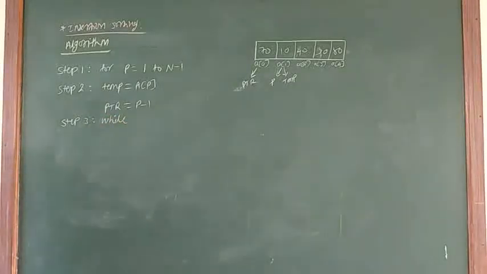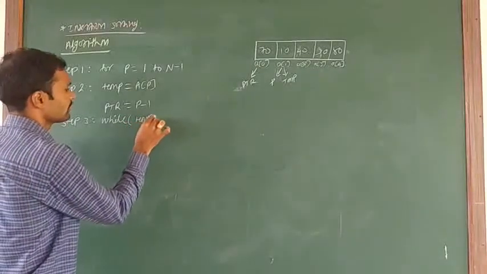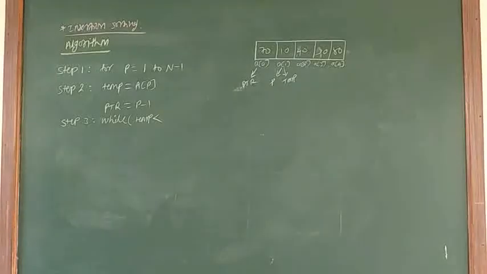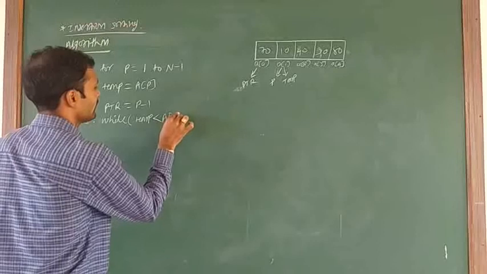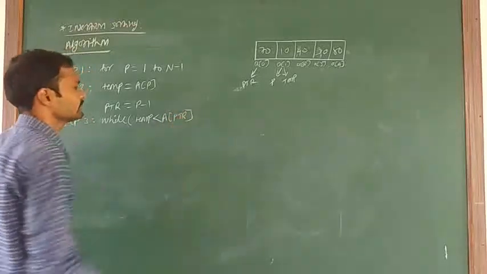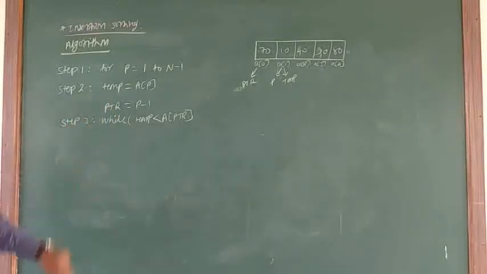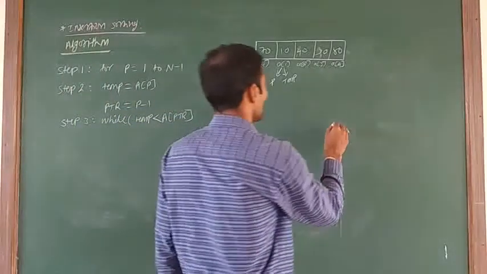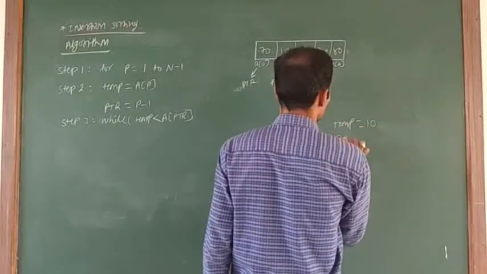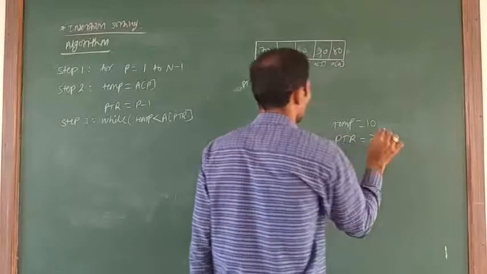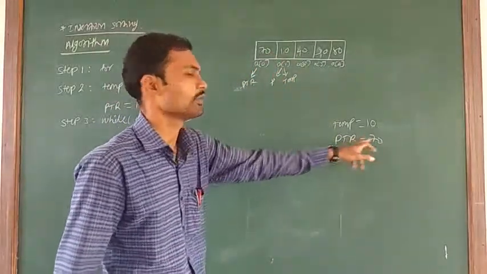5. While your temporary is less than A of PTR. And what is the temporary now? Temporary is 10 and PTR is how much? 70. Temporary is 10, A of PTR is 70.